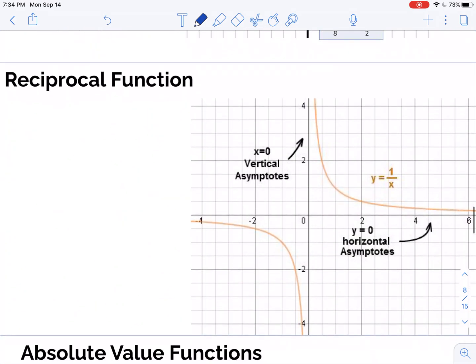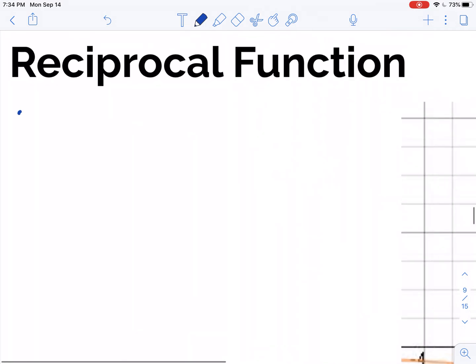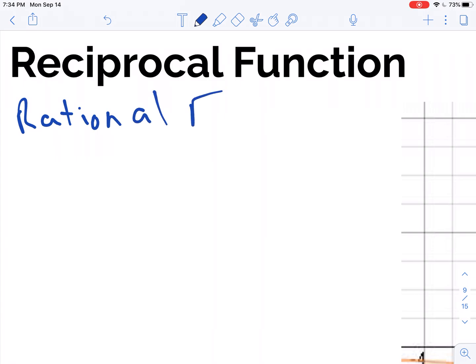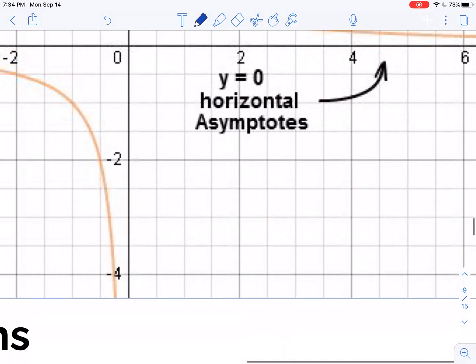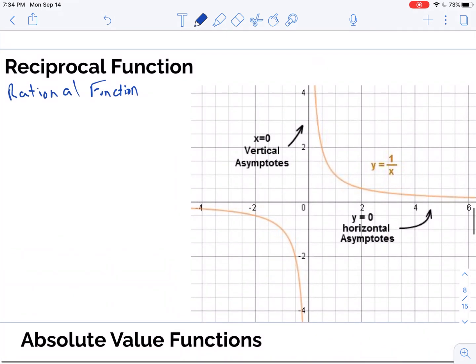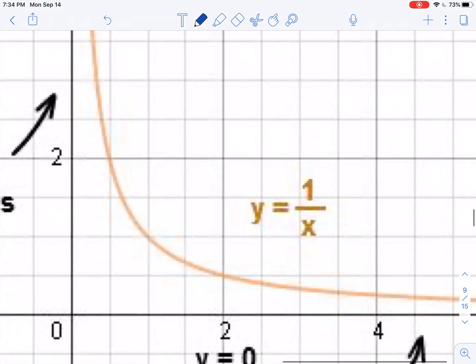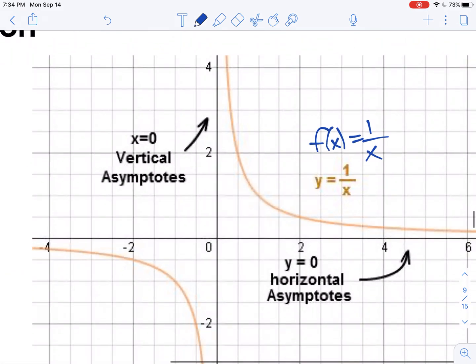All right, your reciprocal function. We're also going to start referring to this in terms of a rational function come December. Your basics for this are your function is y is equal to 1 over x, or f of x is equal to 1 over x. You're going to have a vertical asymptote at x is equal to 0, and you're going to have a horizontal asymptote at y is equal to 0.